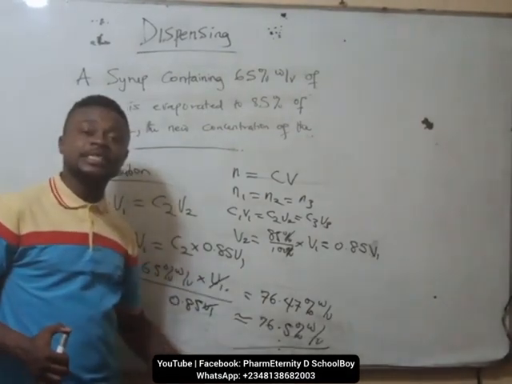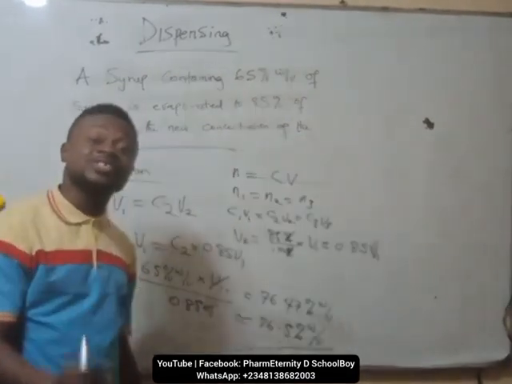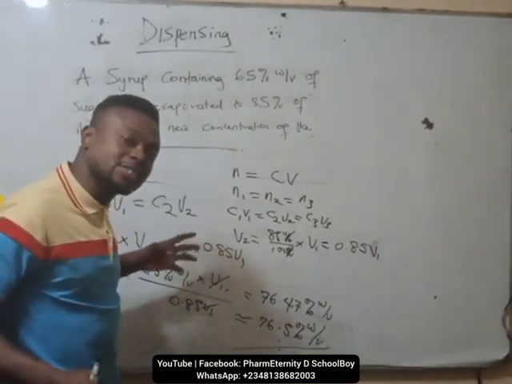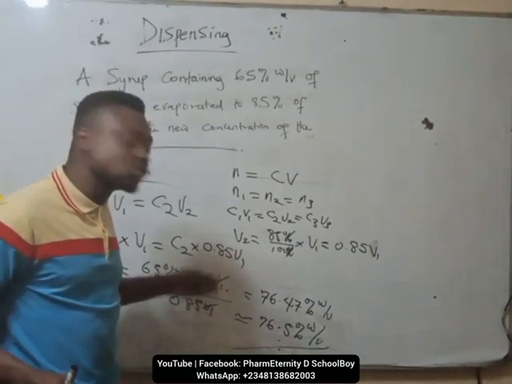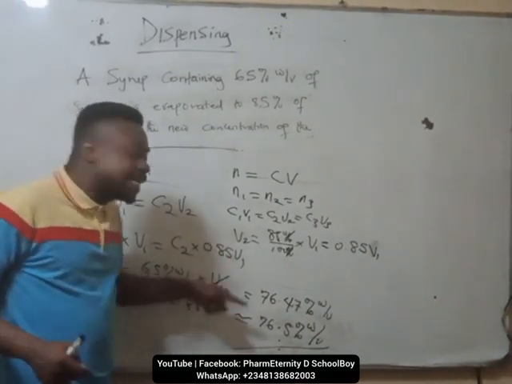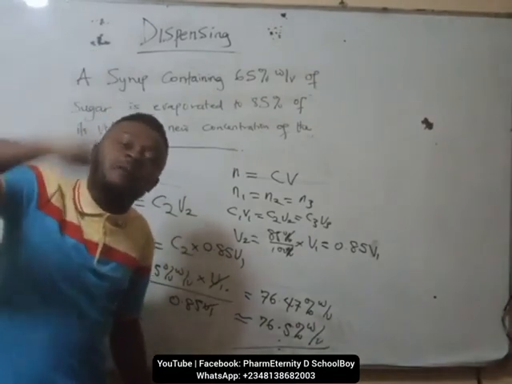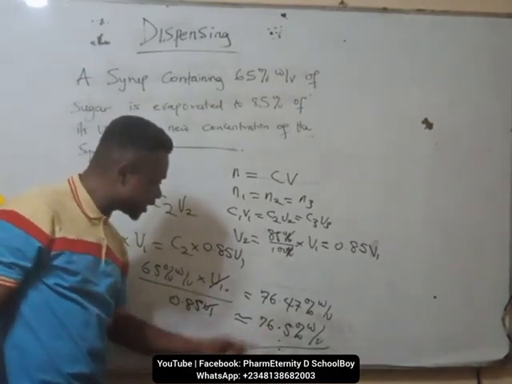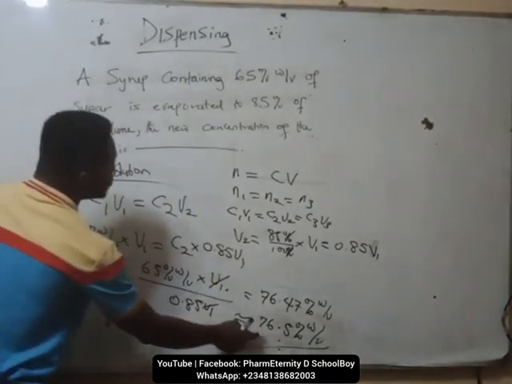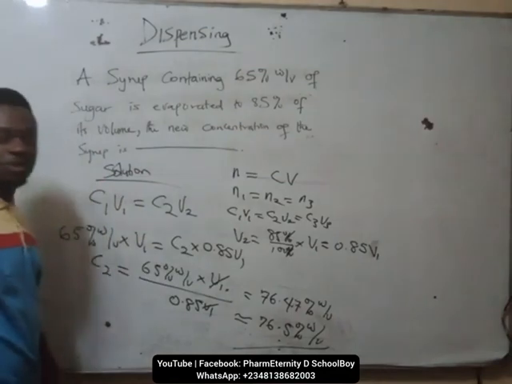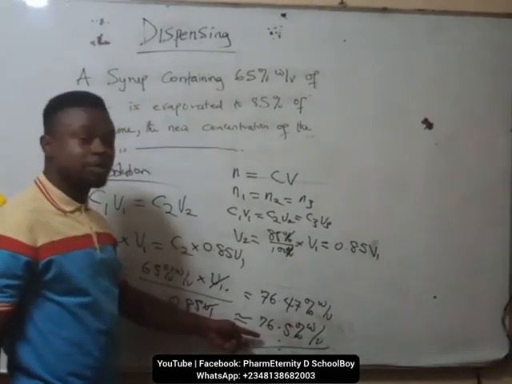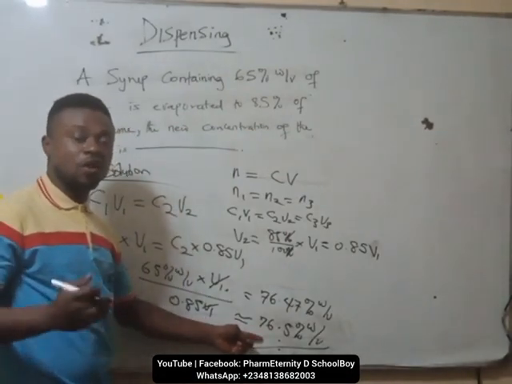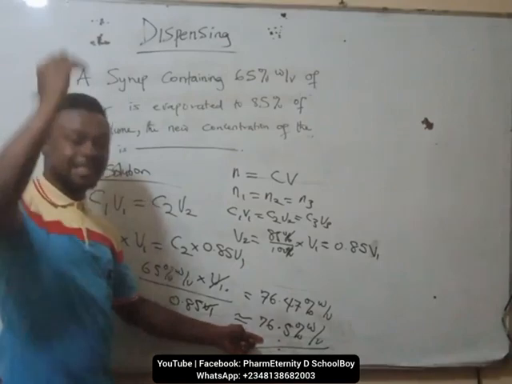Even though the concentration increased because it was concentrated by removing some part of the solvent, it will still contain the same amount of sugar. The same amount of sugar is contained in this concentration and in the earlier one. It was just concentrated by removing some volume of the solvent, so that the concentration of the solute, which is the sugar, will increase.